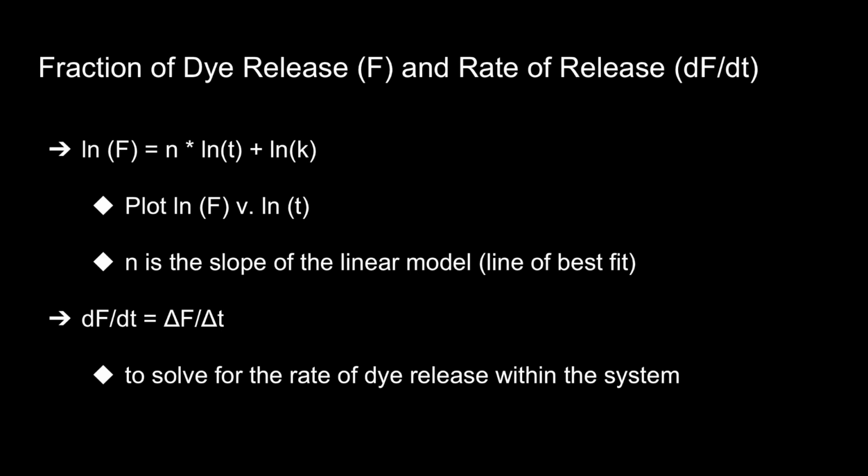As previously stated, we can solve for the kinetic constant using the equation on the previous slide. However, to do so, we must manipulate the equation to mimic a linear model. The final manipulated equation is expressed above, as the ln of f equals n times the ln of t plus ln of k. By plotting the natural log of f and the natural log of t, we can use the slope of the linear trend line to obtain n and then k.